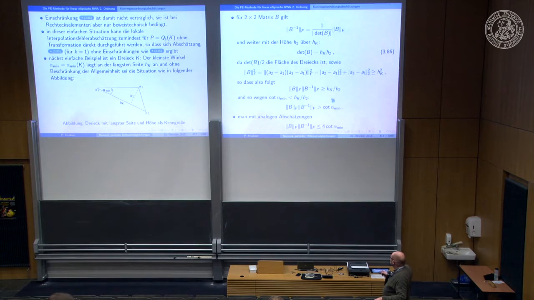So using this estimate, we get a lower bound for the quantity which we are concerned with, namely the cotangent of the minimal angle. With similar estimates, we can also get an upper bound of this product by 4 times the cotangent of the minimal angle. That is, this critical product, which we have to handle, and which we up till now handled by saying an upper bound is bounded by this shape regularity requirement, behaves exactly as the cotangent of the minimal angle.